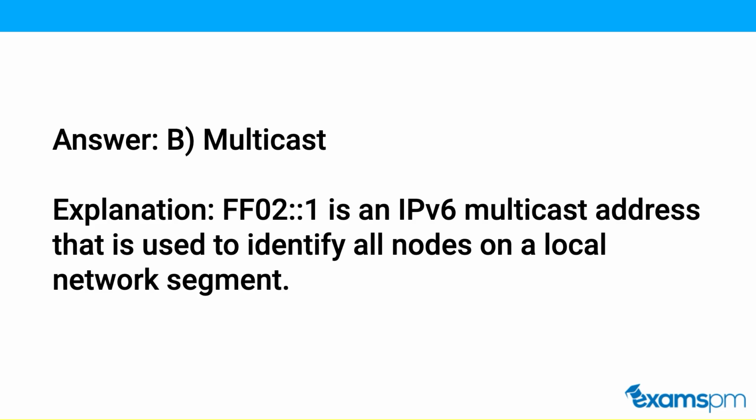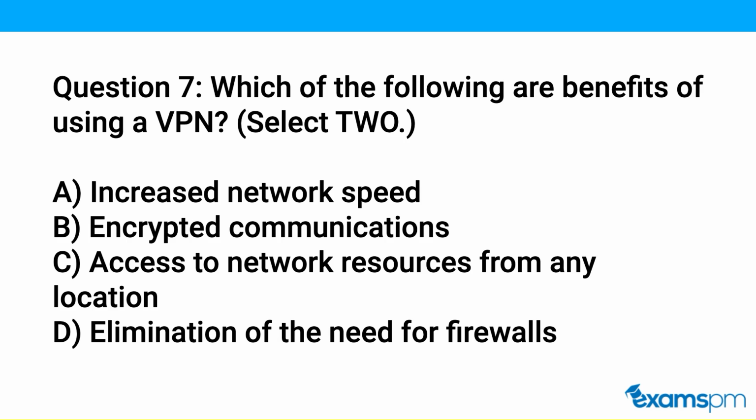Answer: B. Multicast. Explanation: FF02::1 is an IPv6 multicast address that is used to identify all nodes on a local network segment. Question 7. Which of the following are benefits of using a VPN? Select 2. A. Increased network speed, B. Encrypted communications, C. Access to network resources from any location, D. Elimination of the need for firewalls.